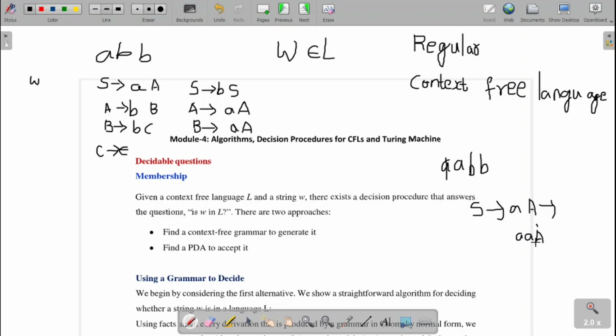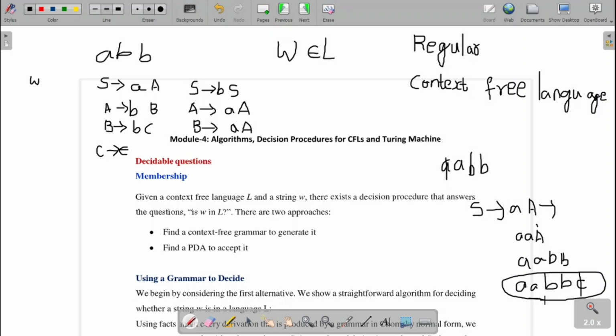Fine. So next, A derives. What is the next symbol? B. It is A, B, and the B. Then next, B derives BC. Then A, B, B, C. C derives epsilon. So this cancels. So now we are able to derive our string.